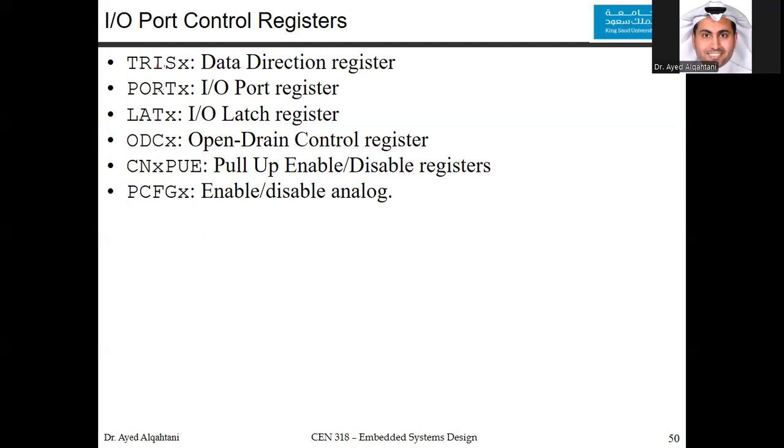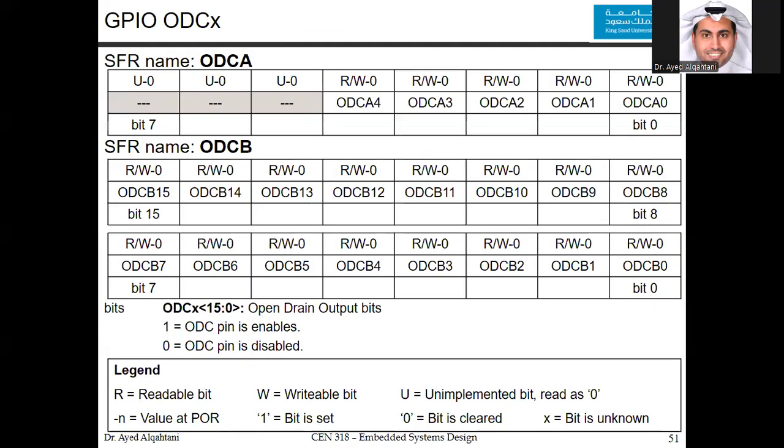So to understand this, we will show the special function register for each one of them. This is for the open drain. It's the easiest one. So you have the open drain for A and for B. For A, as you can see, it goes with the TRIS, the LAT, and also the PORT. Same thing, just the name is different. ODCA0 all the way to ODCA4. And for the B, from 0 all the way to 15.